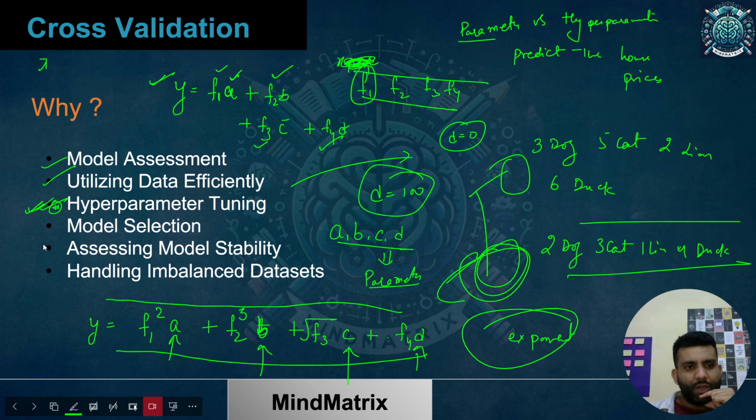Now what about model selection? If I have multiple models, then I want to find out which is the better model. In that case, I will just use cross validation.